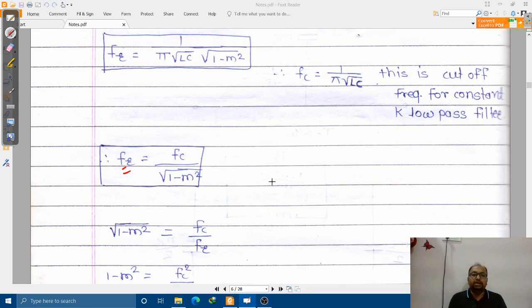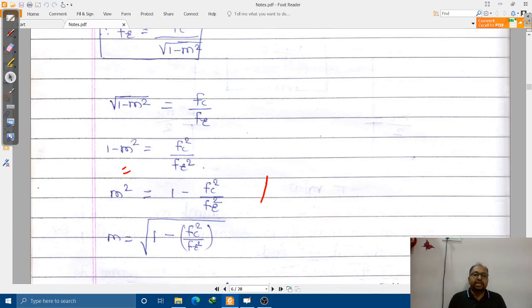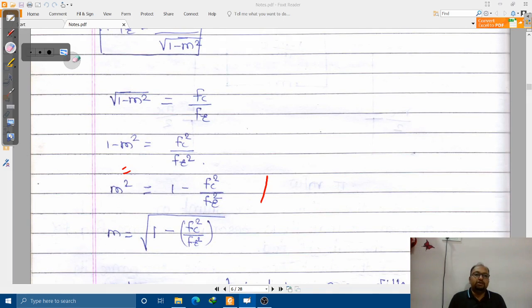Now let us find out the relation of m, right? For that purpose we need to go for squaring on both sides so that we can simplify this, and ultimately we can find out the equation of m. Is that fine? Okay, so we have made square on both sides. We have transferred this term to the left hand side and taken the fr to the right hand side. So squaring on both sides, 1 minus m square is equal to fc square divided by fr square.